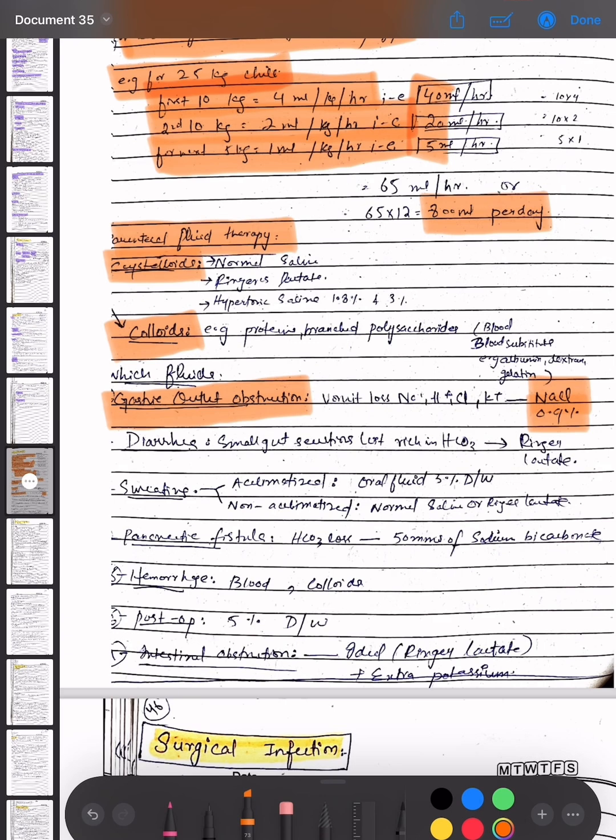In diarrhea, what is lost? The small gut secretions, which are rich in HCO3. So, for this defect, Ringer lactate is given.